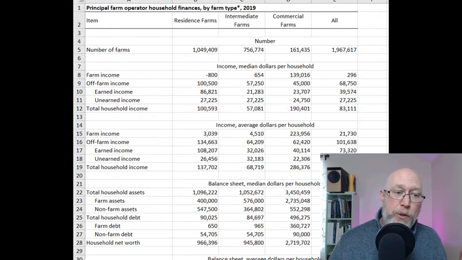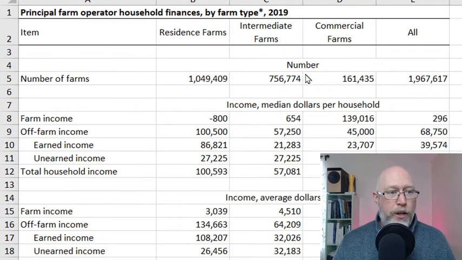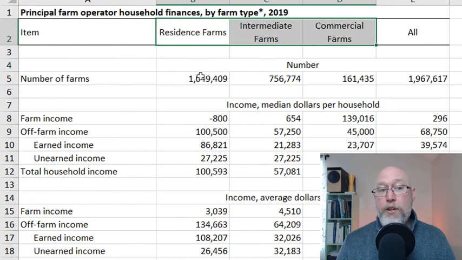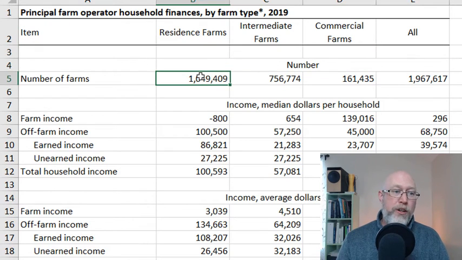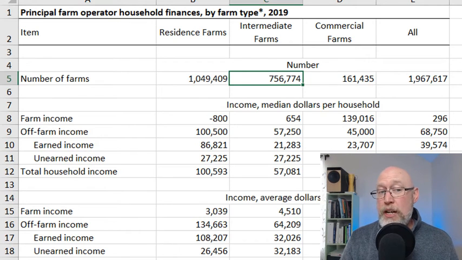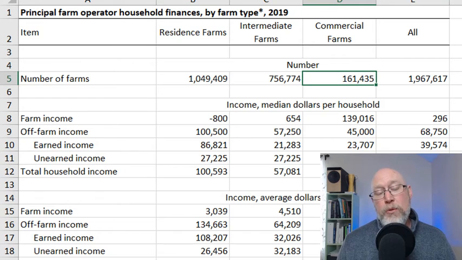And what I want to point out to you is kind of the meaning behind this. We have three different categories of farms here: residence farms, intermediate farms, and commercial farms. So the residence farms are going to be those smaller farmers, the retirement farmers, those individuals. And what you see is that is the largest group of farms in the United States. There's over 1 million of those. That makes up more than half of all farms in the United States in 2019. The next category is the intermediate farms. There's 750,000 of those, and only 161,000 of what the USDA calls commercial farms.